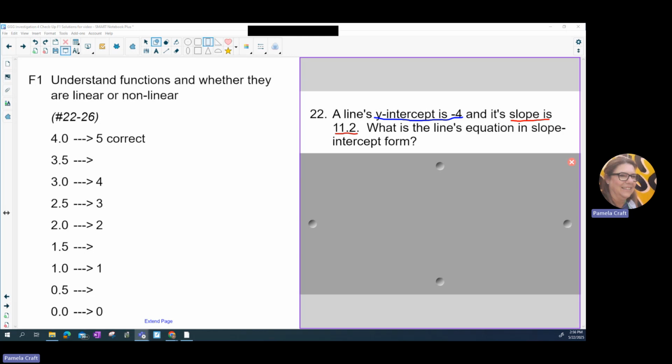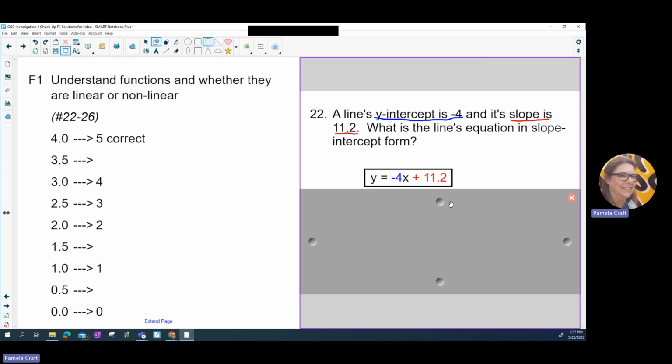So let's start with number 22. And it says the line's y-intercept is -4 and its slope is 11.2. What's the line's equation in slope-intercept form? So going back to the very beginning of the year when we learned this standard equation for linear equations, it is y equals m, which is your slope. And they told you, oh, I did mine backwards. Y-intercept is -4. The x needs to go here.